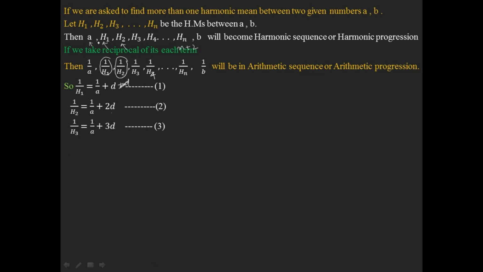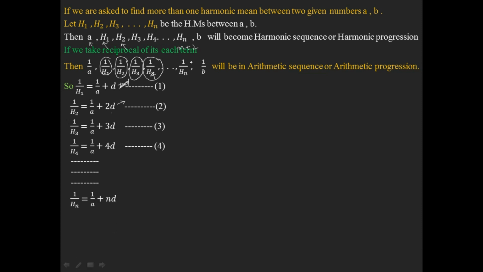Now the fourth term is obtained by this formula: 1 over h3 is equal to 1 over a plus 3d. One more d is added to get 1 over h3, which is the fourth term. The fourth term is obtained from the third term by adding one more d. And then 1 over h4, which is the fifth term, is 1 over a plus 4d, and so on.